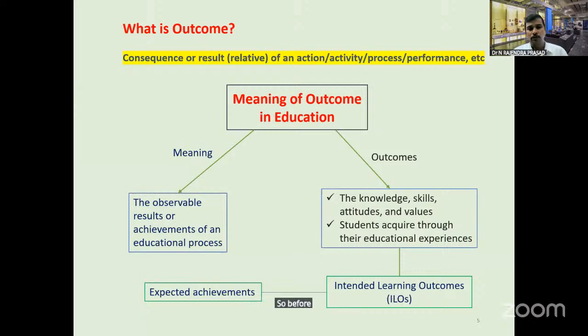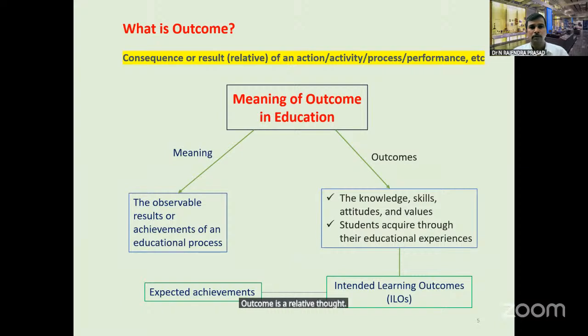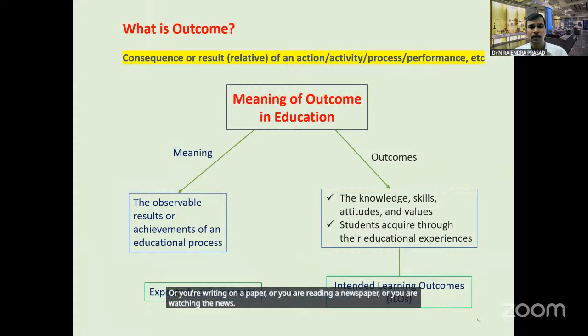Before I proceed to deliver insights on my topic, outcome-based education, it is very essential to understand the meaning of outcome. Outcome is very simple to define. You do any work, what is the result of that? That is the outcome. Outcome is a relative term. Whether you are running on the track, or writing on a paper, or reading a newspaper, or watching the news, what is the consequence of watching the news? What is the consequence of running on the track? Why do you go to your college? Why do you go to your institute? Why do you do some qualitative tests? Or why do you prepare a table?